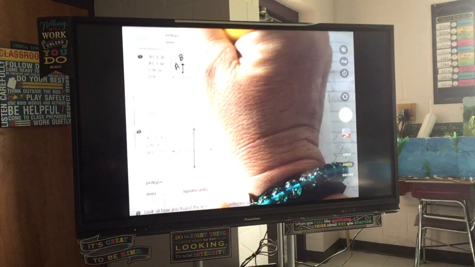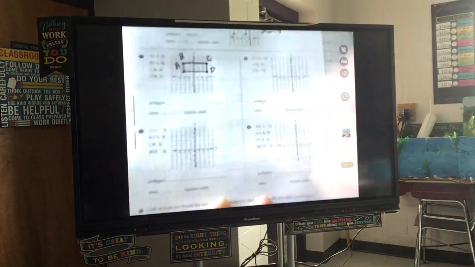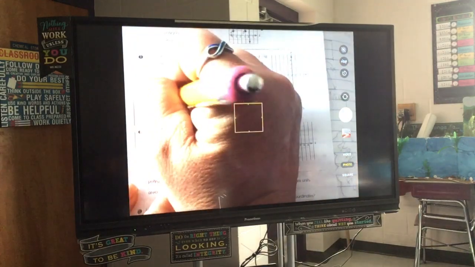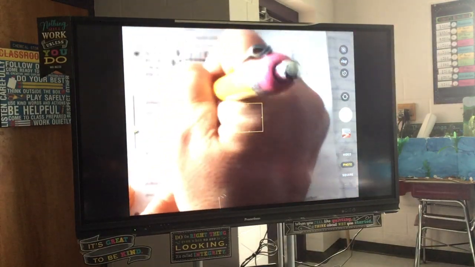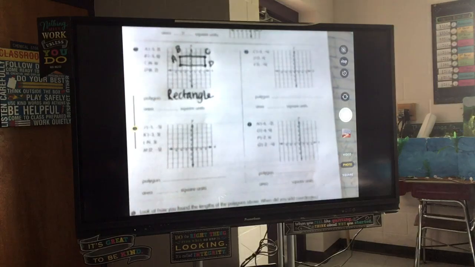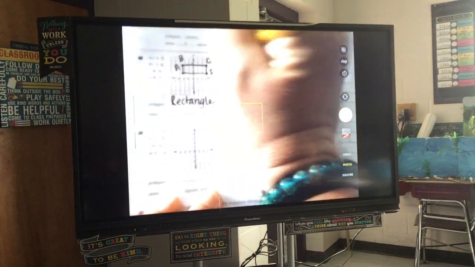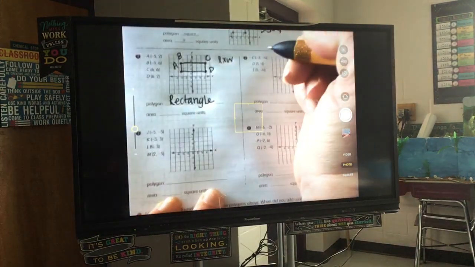So what kind of shape did we just make? What kind of shape did we make? Okay. A rectangle. And then what is our area? Or what's the formula to find the area of a rectangle? Start with that. Sophia. So what is my length?